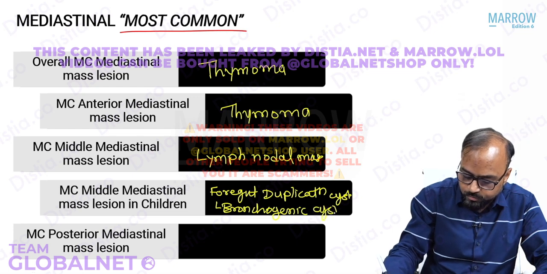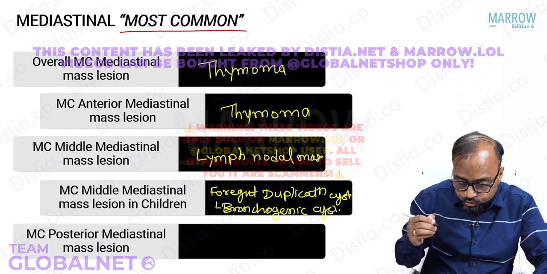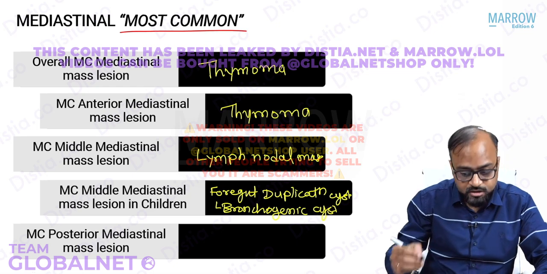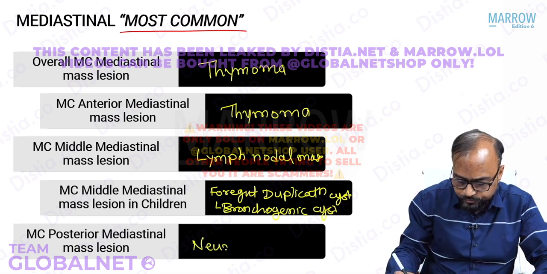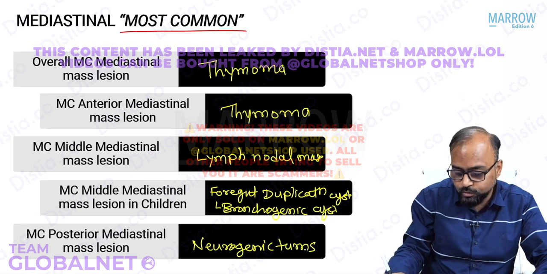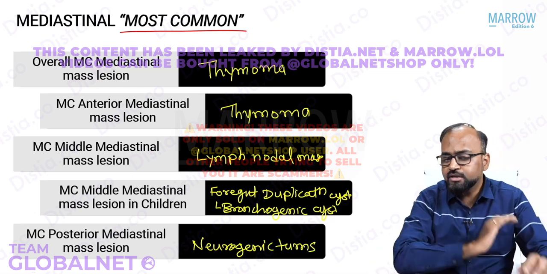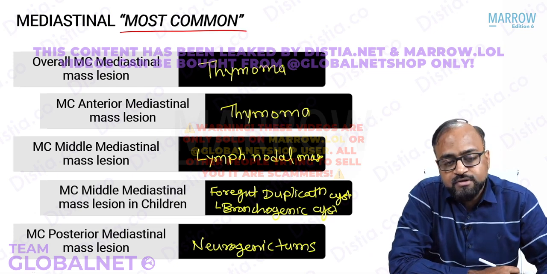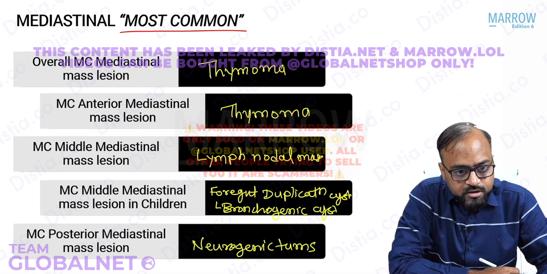Most common posterior mediastinal mass lesions are neurogenic tumors like neurofibromas and schwannomas, right? So these are the few most commons that you must know as far as the mediastinal tumors are concerned.